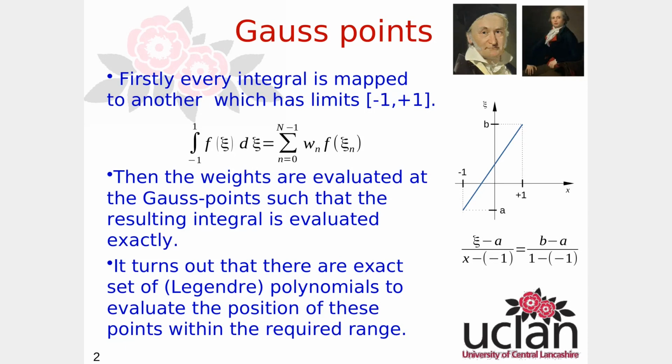First, every integral is mapped to another one between the limits of minus 1 and plus 1. So, as I said, once we have it in this form, we can then apply the sum from n equals 0 to n minus 1, where xi n is actually the Gauss points. The weightings are evaluated at the so-called Gauss points, which should really be called, as we'll see in a second, the Legendre points, such that the resulting integral is evaluated exactly.